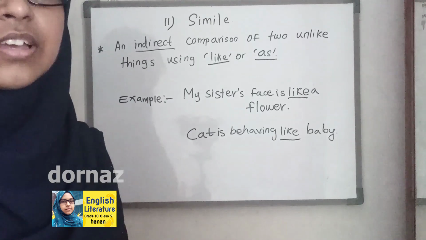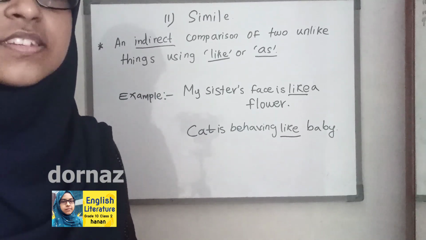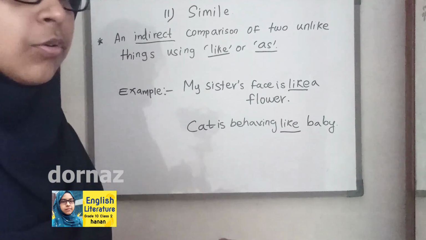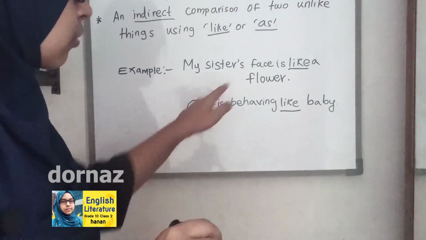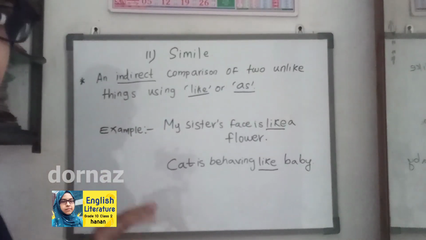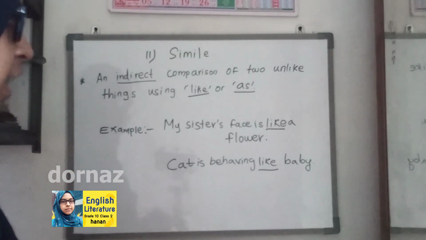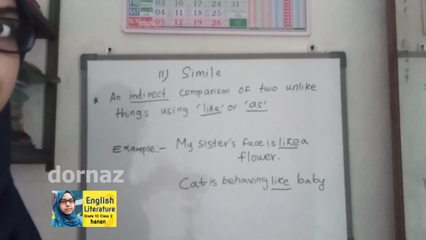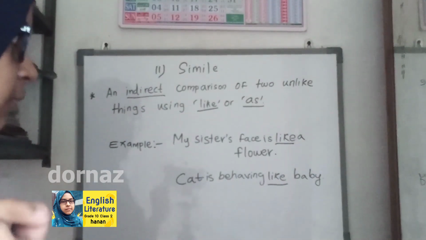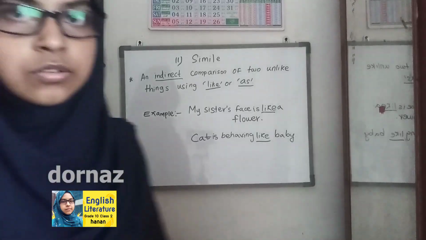I take the same example. My sister's face is a flower. We didn't use like in metaphor. In simile only we use like, because an indirect comparison will always be related with the word like. So simile is an indirect comparison, so we use the word like in order to match two different things. But in metaphor we didn't use it.